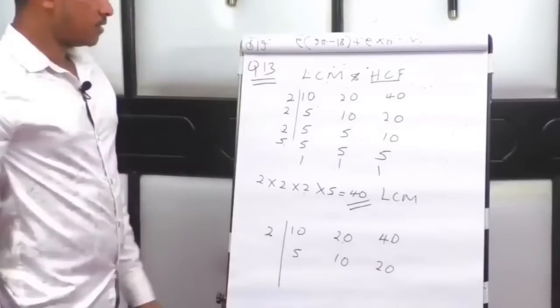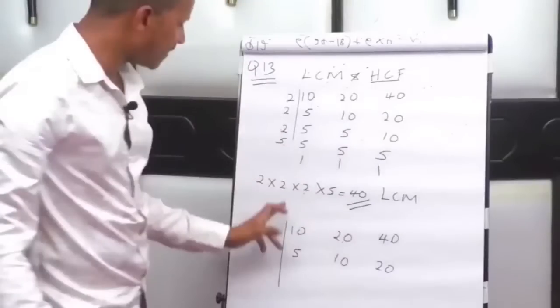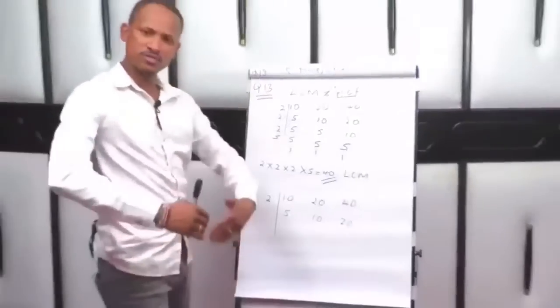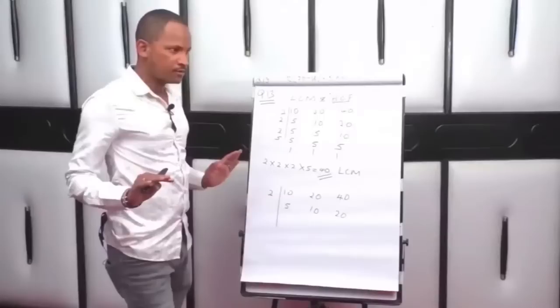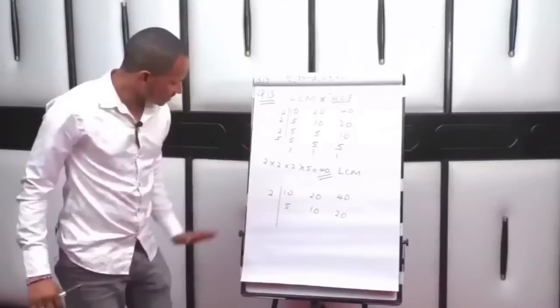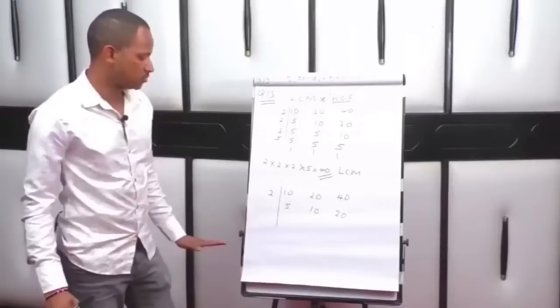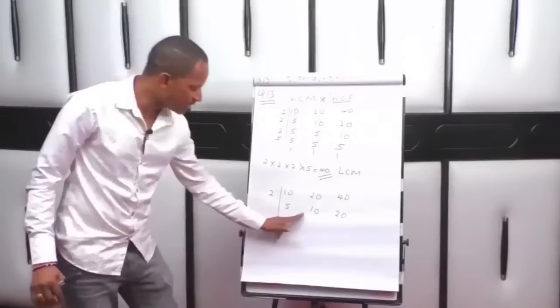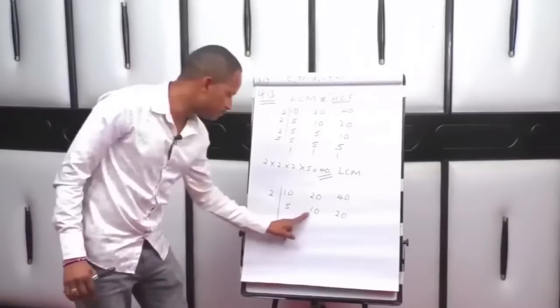Remember, for the highest common factor, we want the highest value that can divide these numbers without a remainder. Whenever you see a remainder, you stop there. So if you use 2 again, there will be a remainder here, so we will not work with 2. If you use 3, there will be a remainder, so you don't go to 3. If you use 4, there will be a remainder.